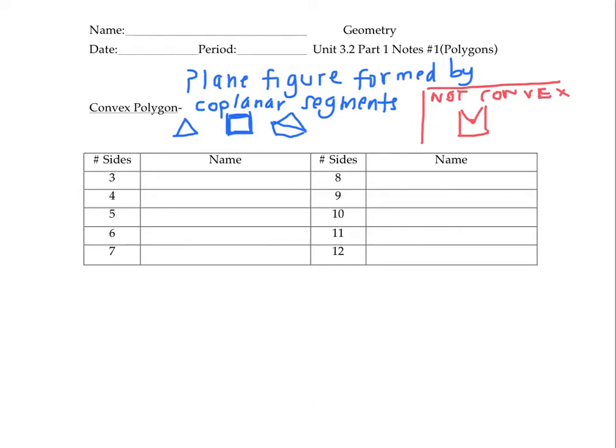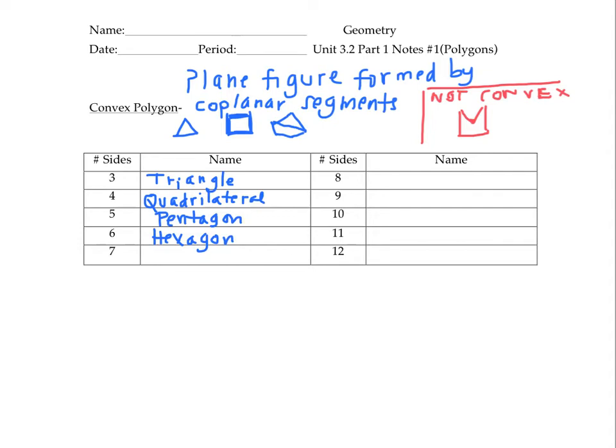When we refer to polygons by name, we do so according to the number of sides. So for example, if a polygon has 3 sides, we know that as a triangle. If it has 4 sides, we call it a quadrilateral. You can test yourself and see how many you can name. 5 sides, it's a pentagon. A 6-sided figure would be a hexagon.